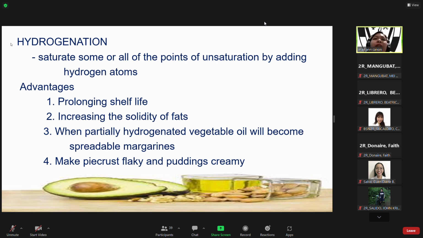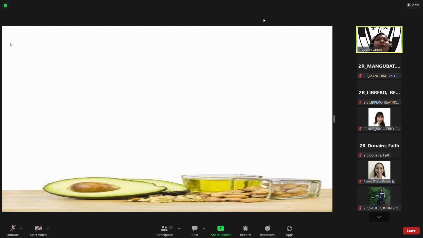When partially hydrogenated vegetable oil, kung partial lang siya, it will become spreadable margarines. Medyo gahi lang, di ba? Like partial lang man siya. If you will apply hydrogenation, so ang imuhang pie crust flaky and puddings creamy. So katong imuhang pie crust, medyo gahi siya. Okay, so gihapon siyang pwede niya ma-solid. Despite ang pudding nimo sa sulod is creamy gihapon.